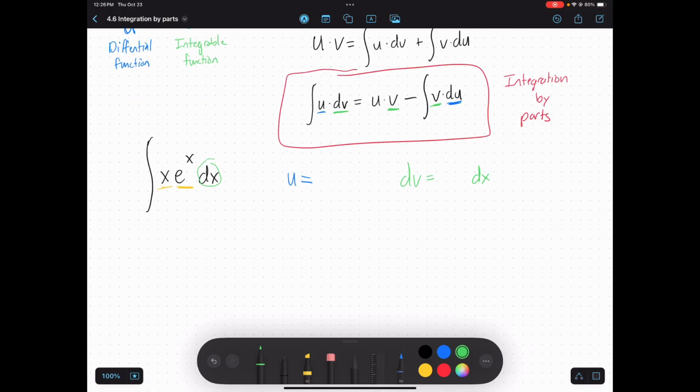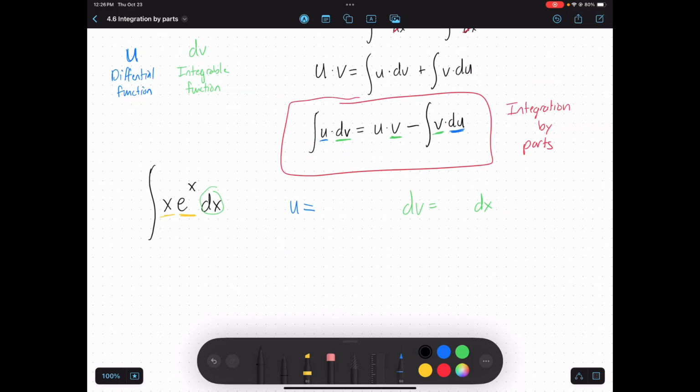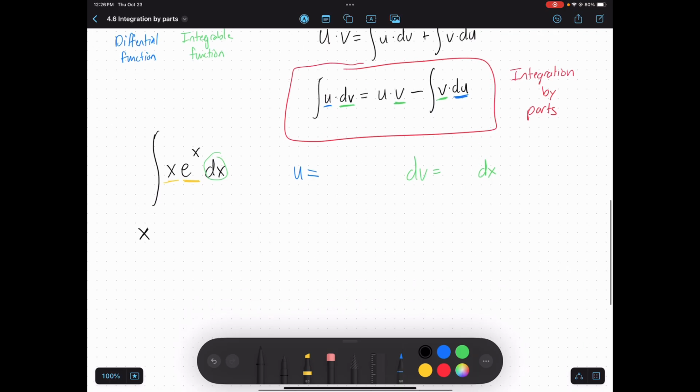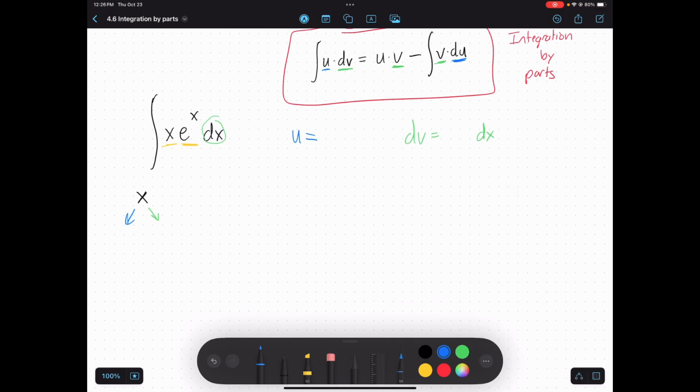Well, let's consider both options. Let's take a look at each of these pieces. Consider x. Once again, I can either choose this as my differentiable function or my integral function. And what's nice about x is I know how to find the derivative of x, and I know how to find the antiderivative of x. The derivative of x is just 1. The antiderivative of x is x squared over 2.